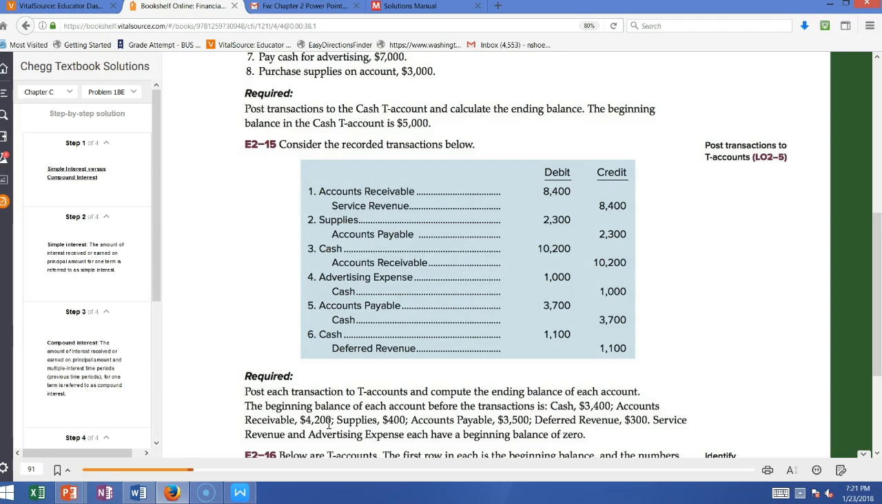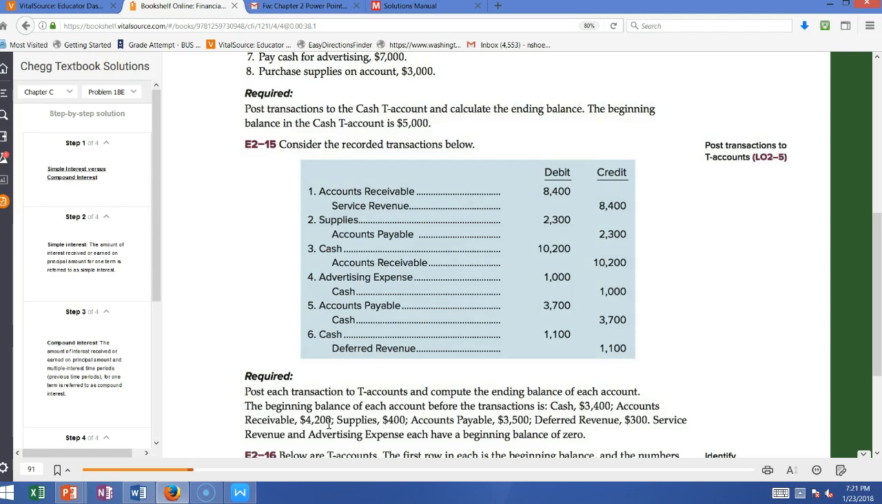Post each to the T accounts and compute the ending balance of each account. So guys, let's just look at number 1. Accounts receivable is a debit of $8,400. Service revenue is a credit of $8,400. What do you think? Why would we record that entry? Could it be we provided services on account? Does that make sense? Why we would debit accounts receivable and credit revenue. Make sense?